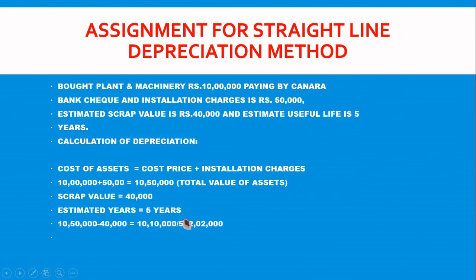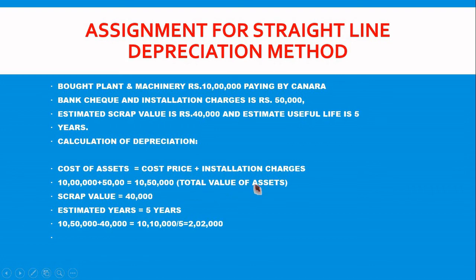Okay. So next we move to the assignment for Tally Prime. See, this is the example. Bought plant and machinery rupees 10 lakh paying by Canara Bank cheque and installation charges is rupees 50,000. Estimated scrap value is rupees 40,000 and estimated useful life is 5 years. So this is the example. Okay. Calculation of depreciation. So first calculate depreciation manually. Cost of asset is equal to cost price plus installation charges. That is 10 lakh plus 50,000. That is equal to 10 lakh 50,000.